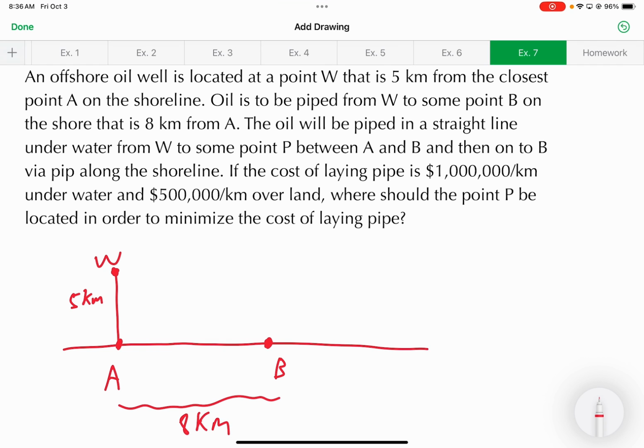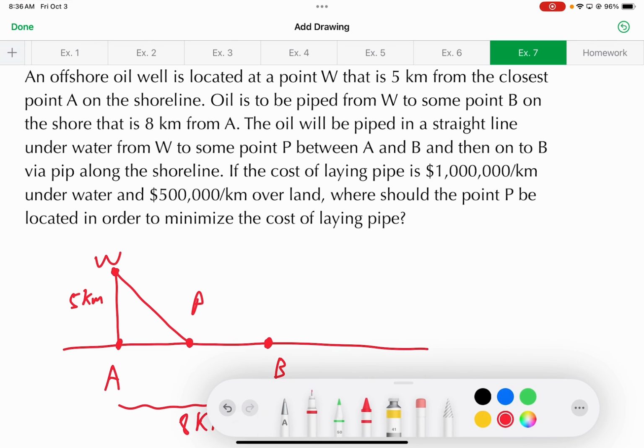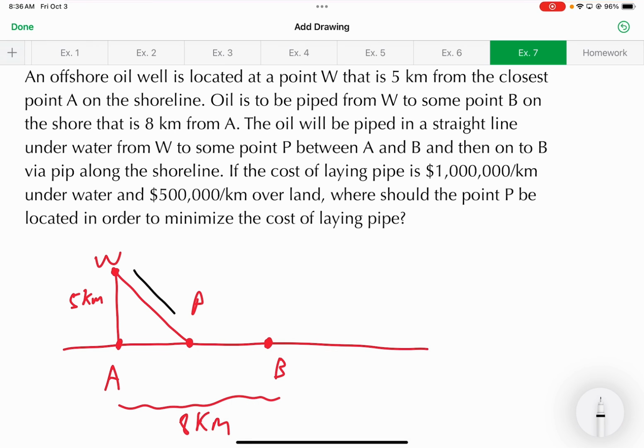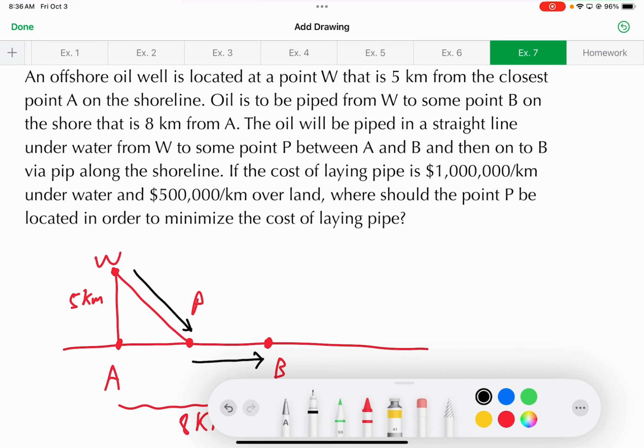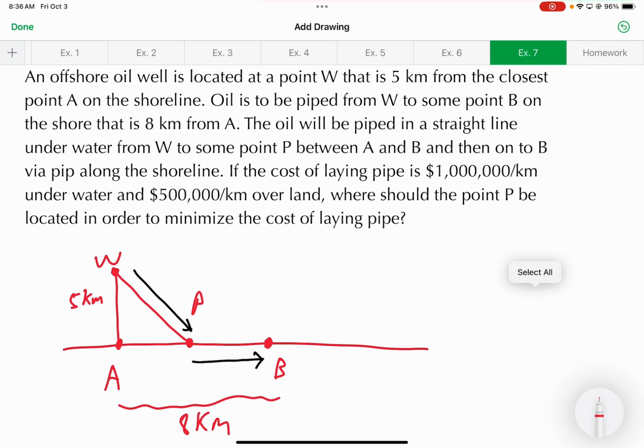The oil will be piped in a straight line underwater from W to some point P between A and B. Let's just say it's here. It doesn't have to be halfway between, but it's got to be somewhere between the two. Then on to B via pipe along the shoreline. So oil is going from W to P, and then from P to B. Okay? All right, Tarun, there's your diagram.